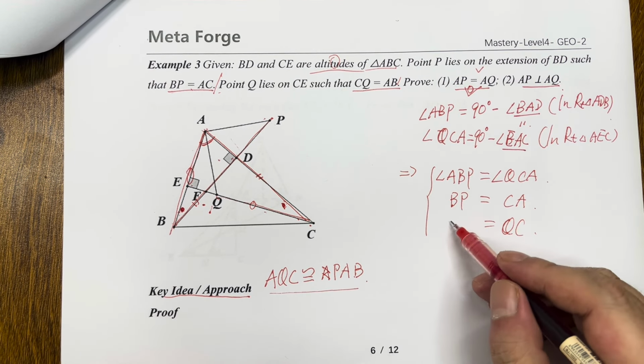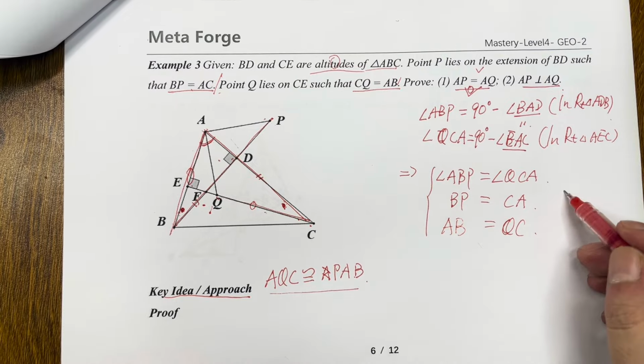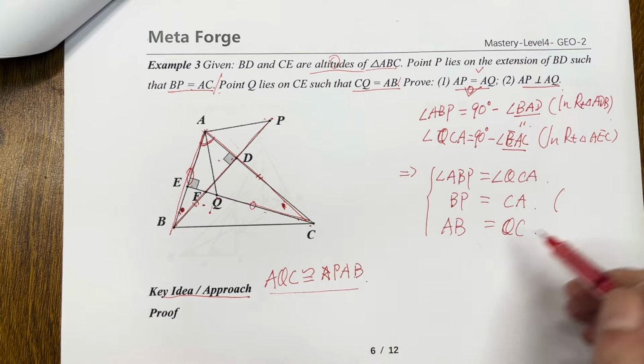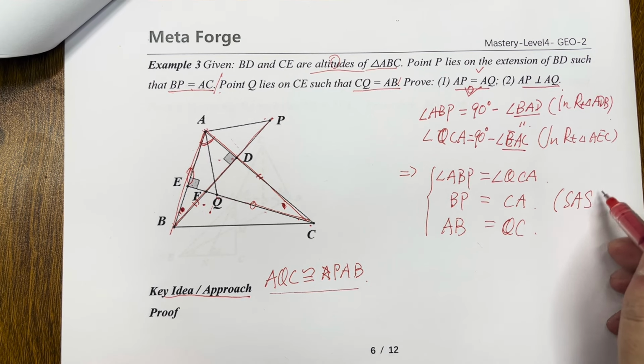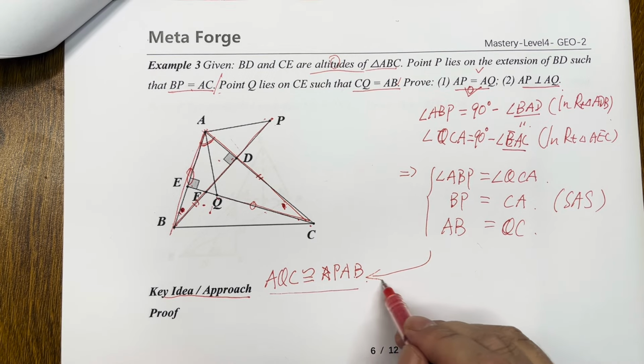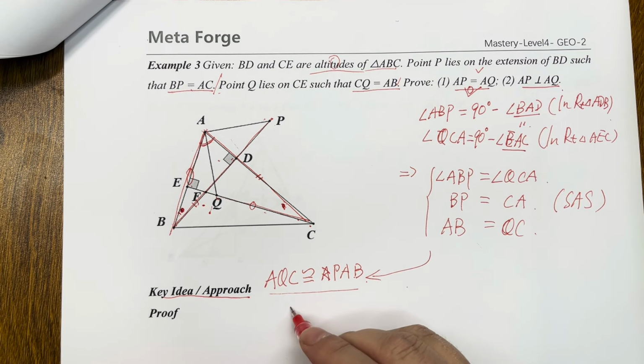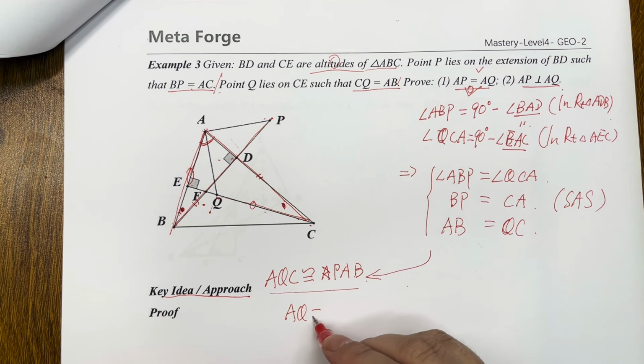QC. Yeah. Two sides include the angle. So the corresponding sides are equal. AQ equals AP.